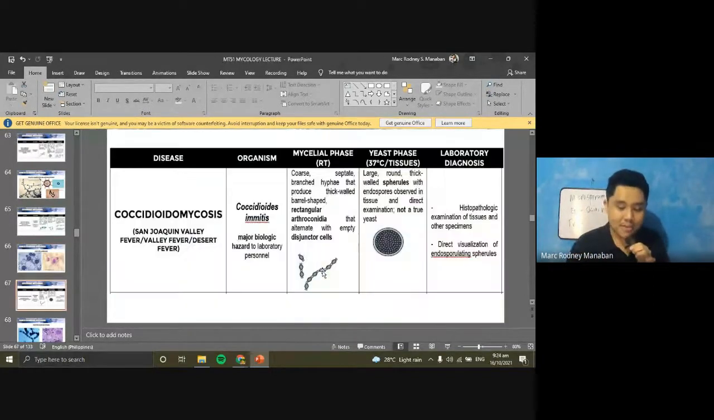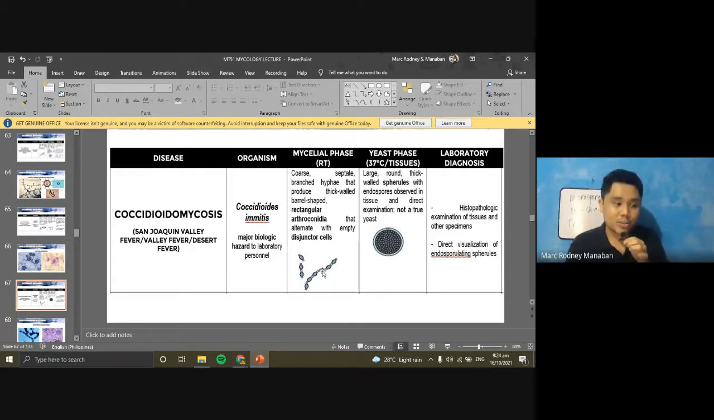Alright. Next, you have your coccidioidomycosis or Coccidioides immitis. Now, coccidioidomycosis is also known as San Joaquin Valley fever, valley fever, or desert fever. Your C. immitis is considered to be the major biologic hazard to lab personnel. I have mentioned this in lab safety for the longest time. I mentioned that this is the most harmful, the major biologic hazard to laboratory personnel.